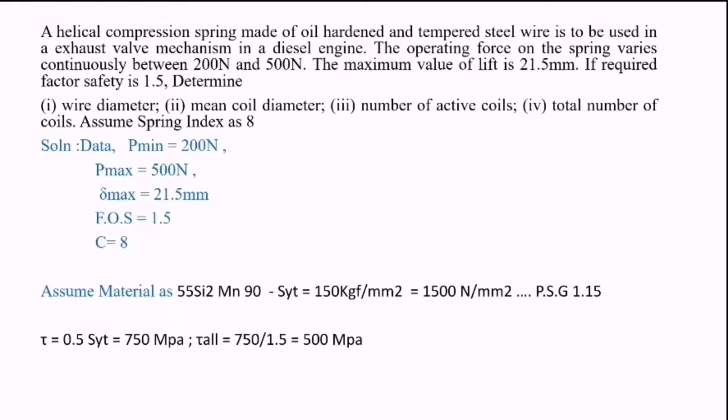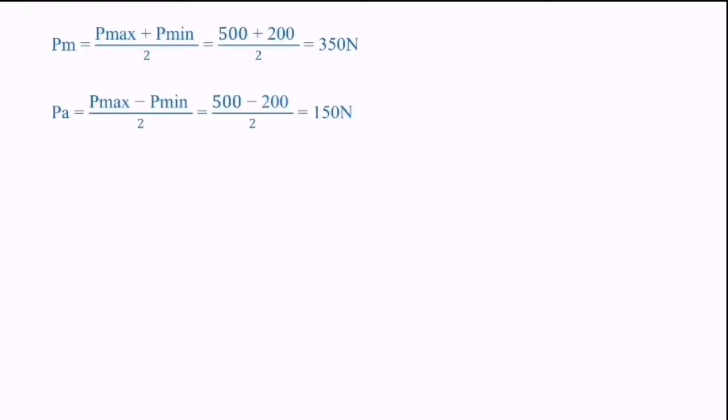If you refer again on PSG 7.102, the value of tau a is given as Ks into 8 PAC divided by pi d square. Now in this equation the requirements are PA, that is amplitude load, and Ks. C is given to us in the question. To find out value of PA, I have the formula PA is equal to P max minus P min divided by 2. Similarly, I can also find PM, that is P m is equal to P max plus P min divided by 2. So on substituting the required values, I will get the answer for PM and PA as 350 and 150 Newton respectively.